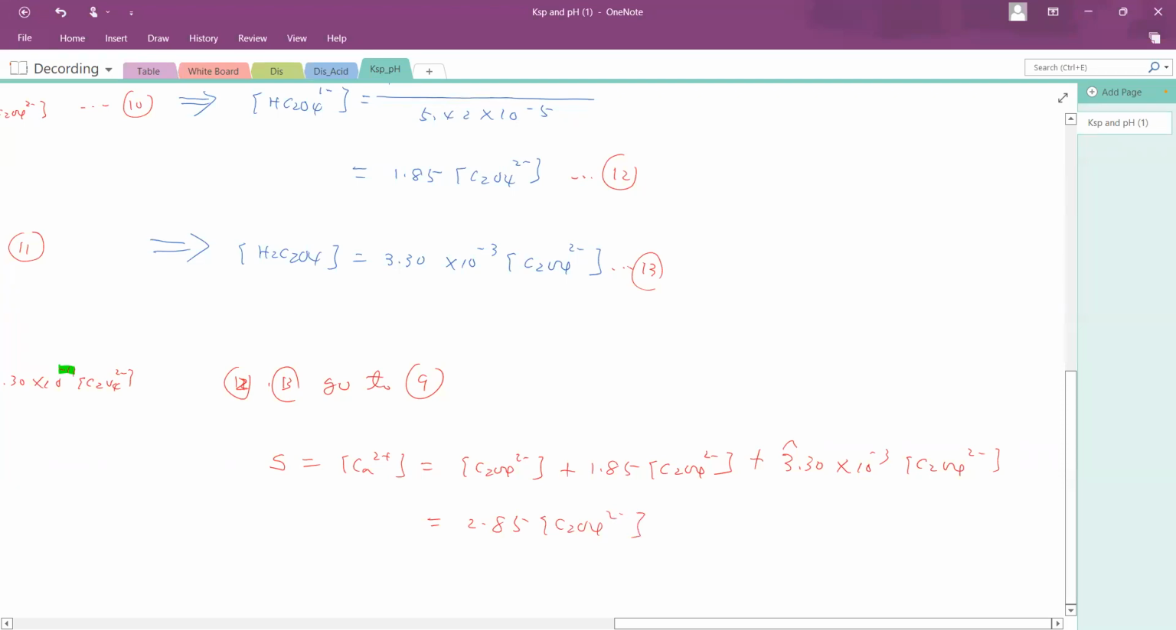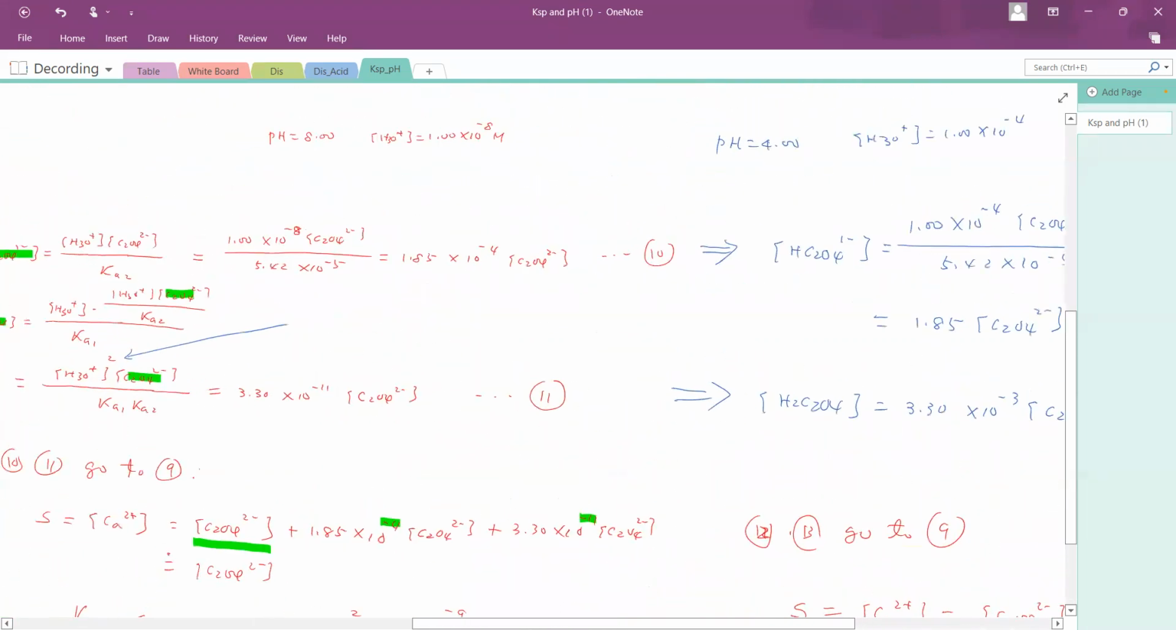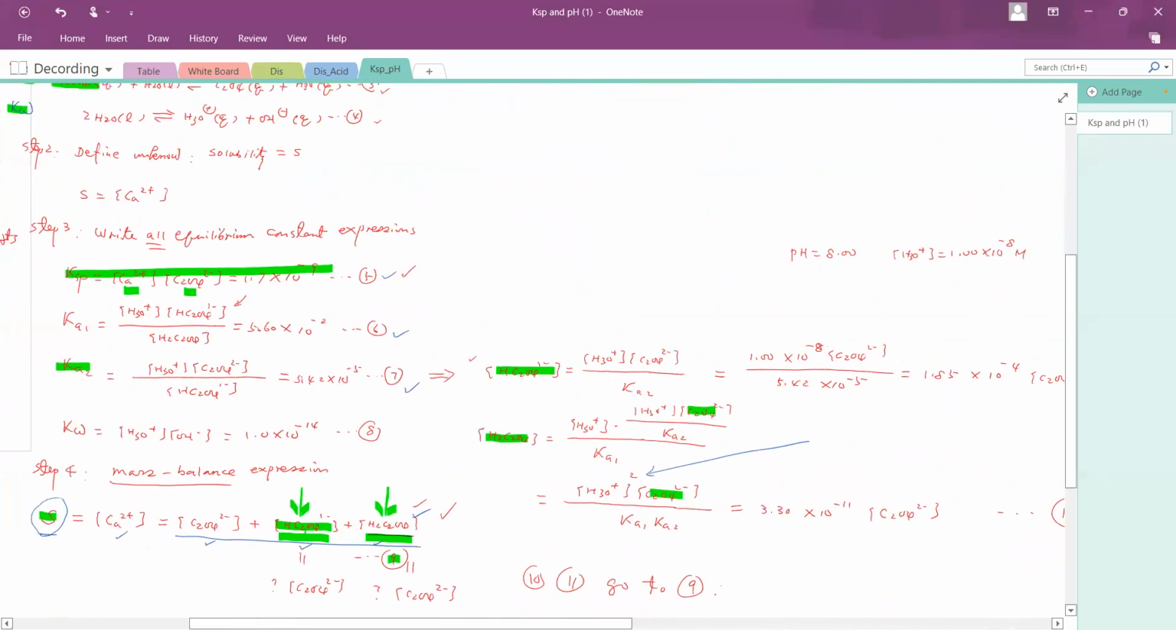Right? So what do we have? 1 over 2.85, or 1.8 over 2.85 solubility. Do you see? Now that one we can say equation 14. Now equation 14 go to which one? Go to 5.